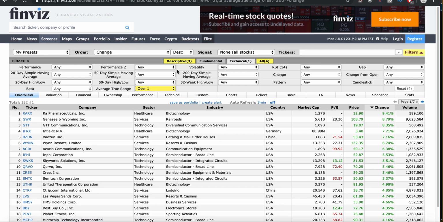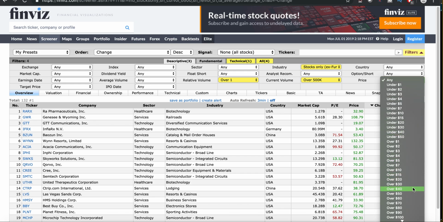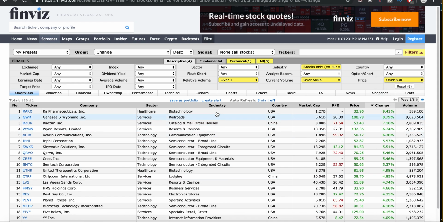Since it's a higher dollar stock strategy, you really don't want to be trading stocks under $1, $2, and so on. Generally, over $30 is a pretty good measure.